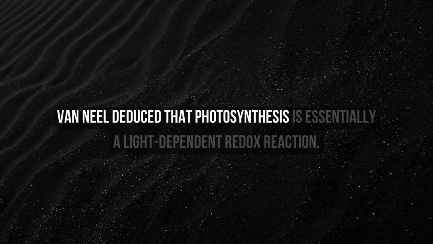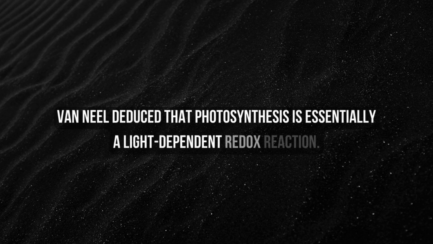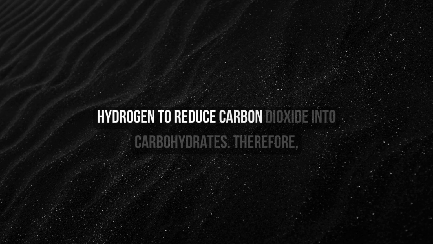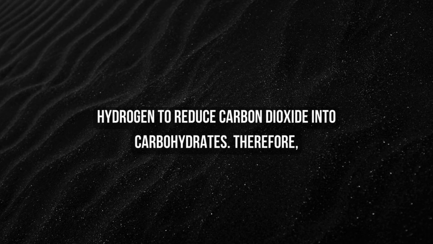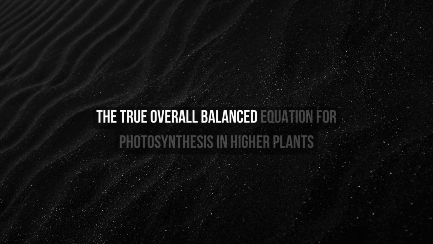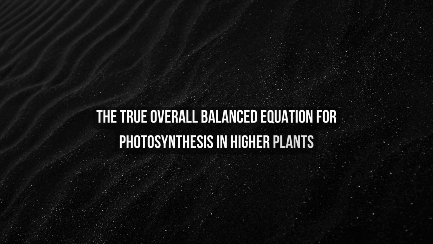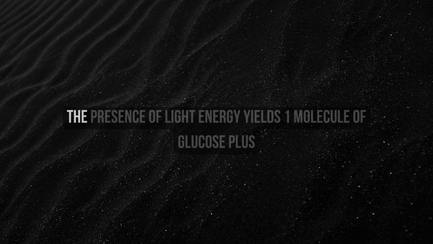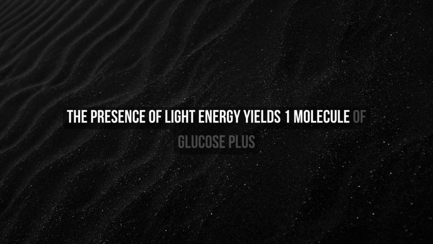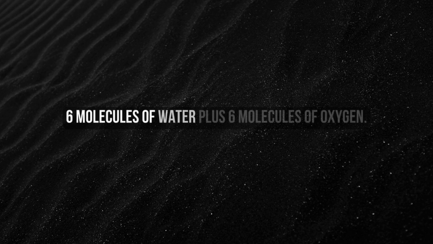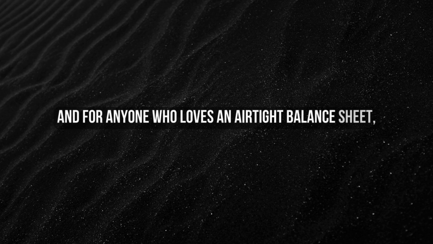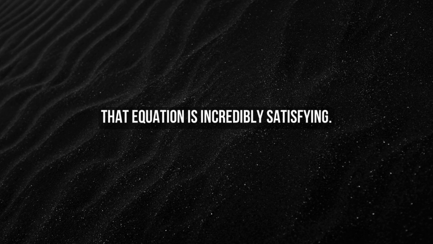Van Niel deduced that photosynthesis is essentially a light-dependent redox reaction. A suitable oxidizable compound, in the case of plants, water, donates hydrogen to reduce carbon dioxide into carbohydrates. Therefore, the true overall balanced equation for photosynthesis in higher plants is 6 molecules of carbon dioxide plus 12 molecules of water in the presence of light energy yields 1 molecule of glucose plus 6 molecules of water plus 6 molecules of oxygen. And for anyone who loves an airtight balance sheet, that equation is incredibly satisfying.